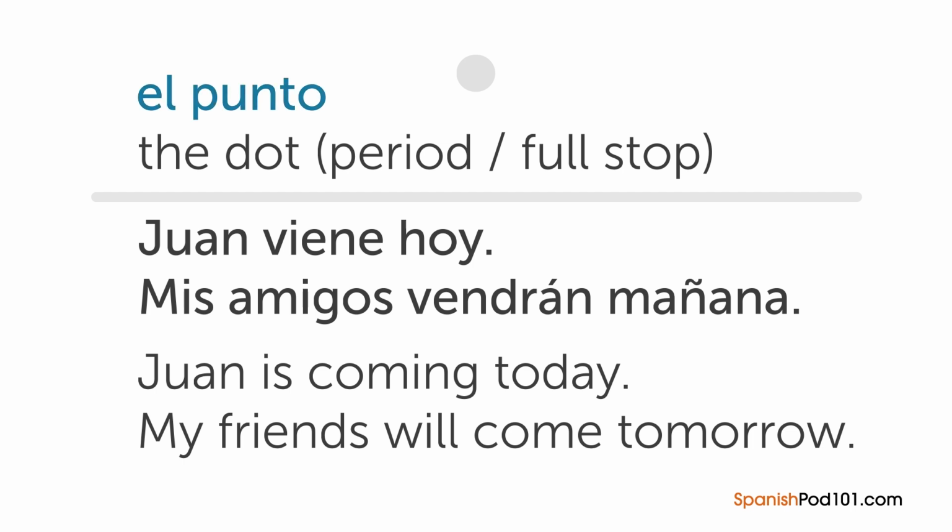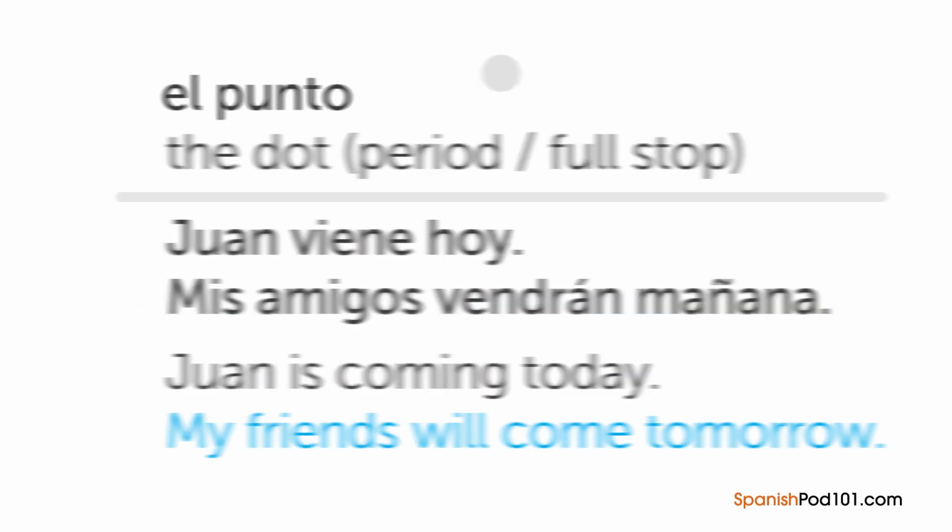The first one is el punto. This literally means the dot, but you may know it better as the period in American English or full stop in British English. It's used to mark the ending of a sentence or complete thought. After using a punto, the next word should be capitalized. For example, Juan viene hoy. Mis amigos vendrán mañana. This means Juan is coming today, my friends will come tomorrow.